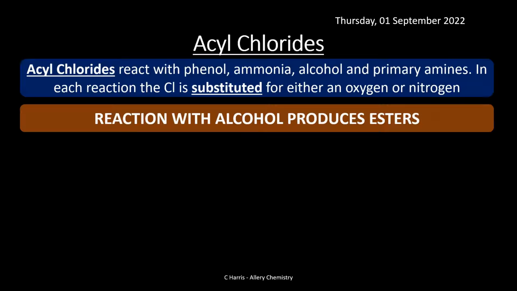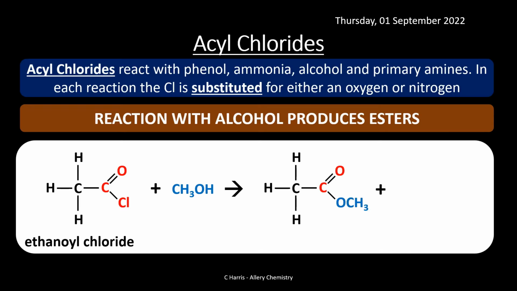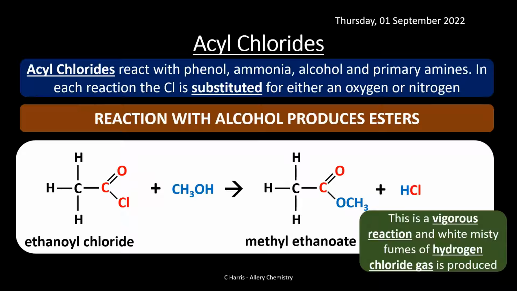Okay, so reaction with alcohol produces esters. There we are, as we've seen before. So ethanoyl chloride plus your alcohol will form your ester. So this is methyl ethanoate and hydrogen chloride gas. Again, it's a vigorous reaction.